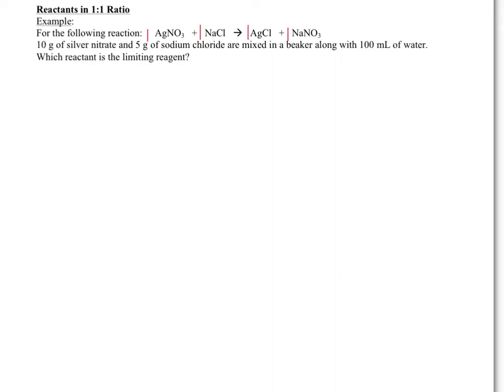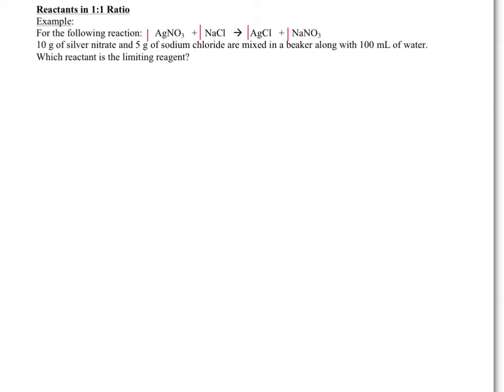Greetings, chemistry students. Today I'm going to be redoing the reactants in a 1-to-1 ratio for finding the limiting reagents. I'm skipping the squares and triangles stuff just for the sake of cutting to the chemistry and getting that done. So here we go.